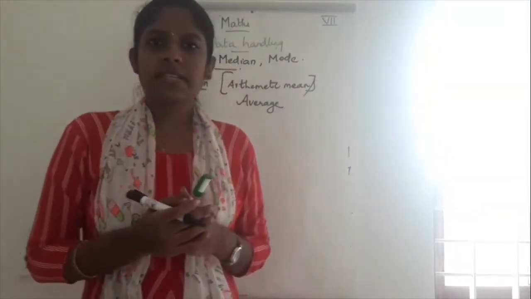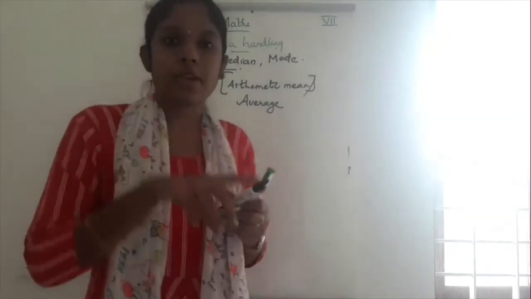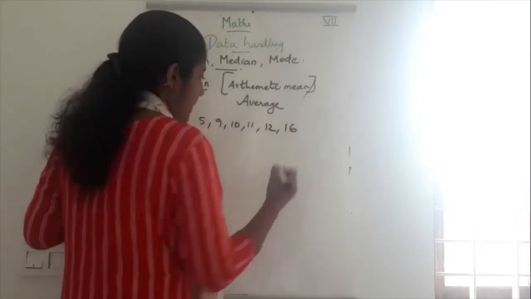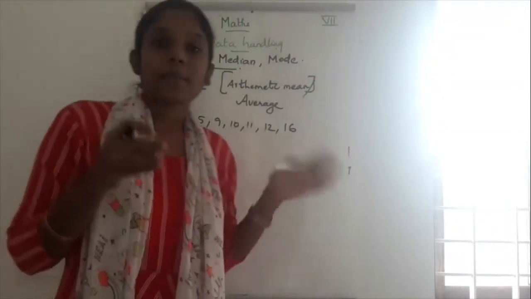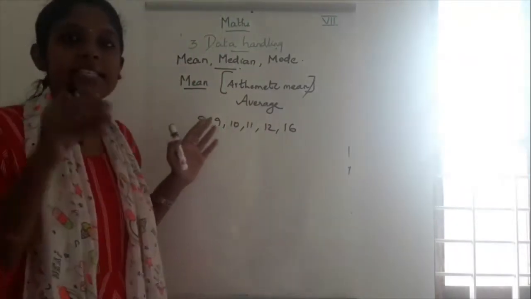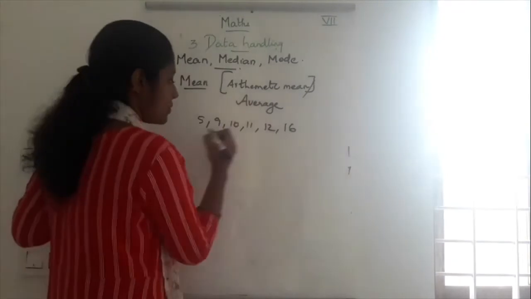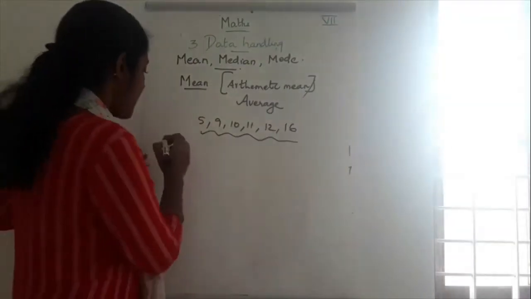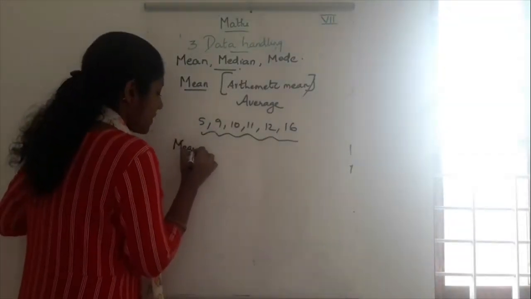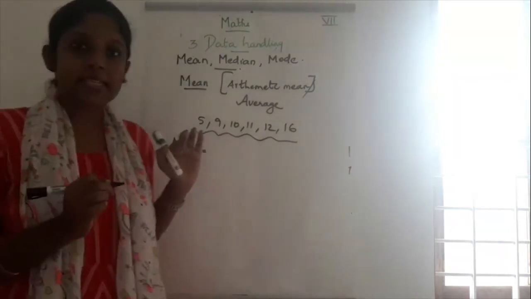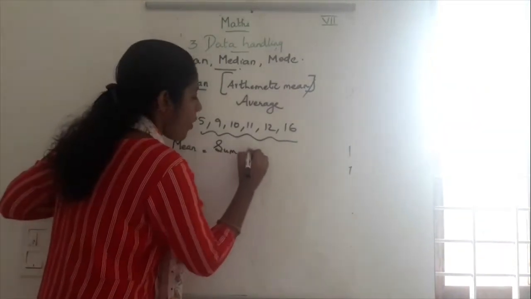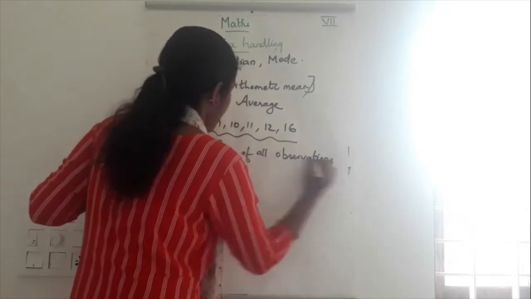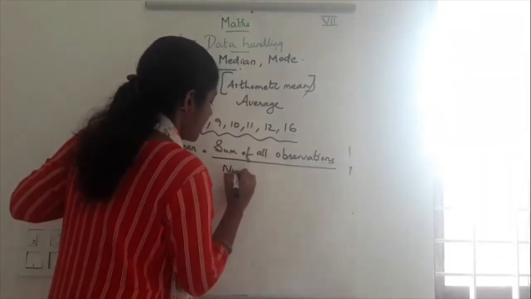So what is average of the data? Average is a central tendency. That is, when a group of data such as 5, 9, 10, 11, 12, 16 is given, the arithmetic mean or average is the central tendency, the value around which a set of data occurs. That is called as arithmetic mean. For example, average of the data or arithmetic mean or mean. There is an equation to find the mean, that is sum of all observations by number of observations.